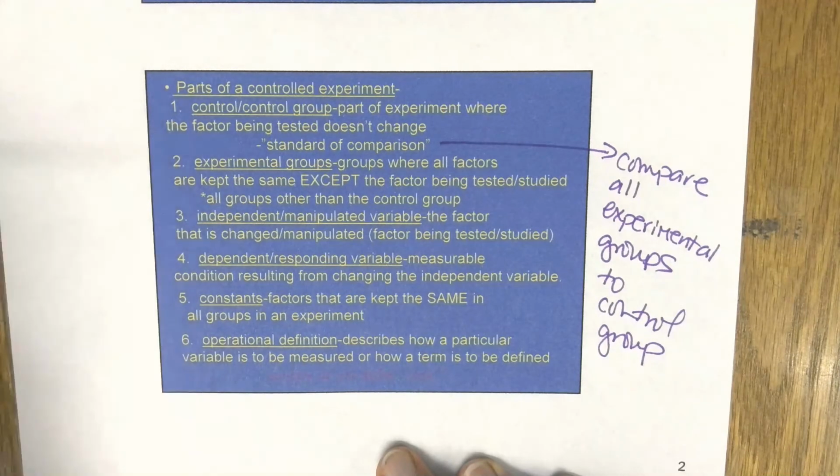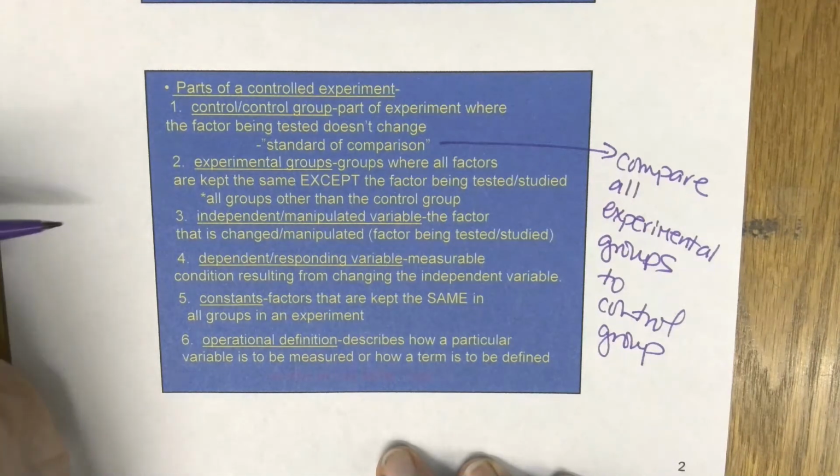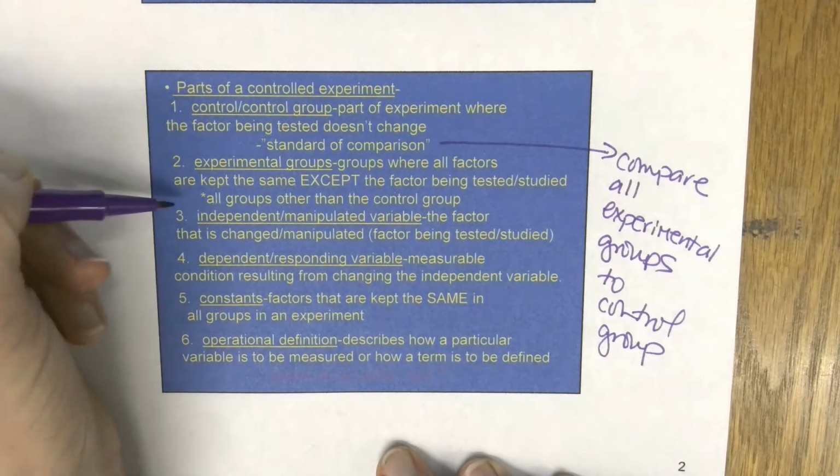So you can have as many experimental groups as you want in an experiment. You could have just the 3 in our plant experiment. You could have 100. You could have 1,000, right? Just depends on what you're testing. Let's see. So that, again, that's all your other groups.